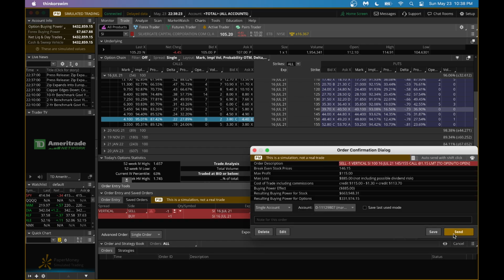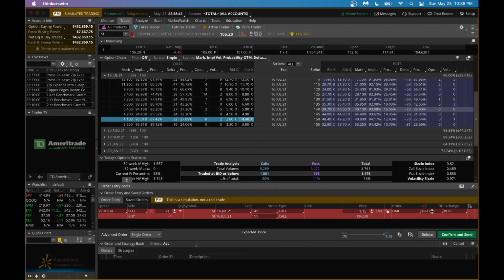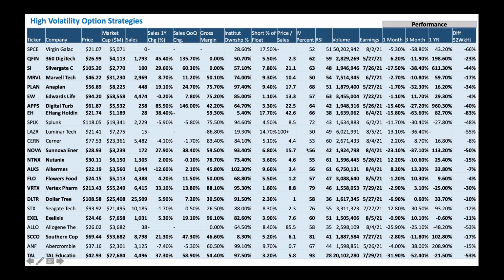So if you confirm and send here, if the stock stays below 146 in 54 days, you'll get to keep this entire money. This is the other way to play. So you could do both ways if you want, and take it from there. So you could make money that way. So let's go back here.